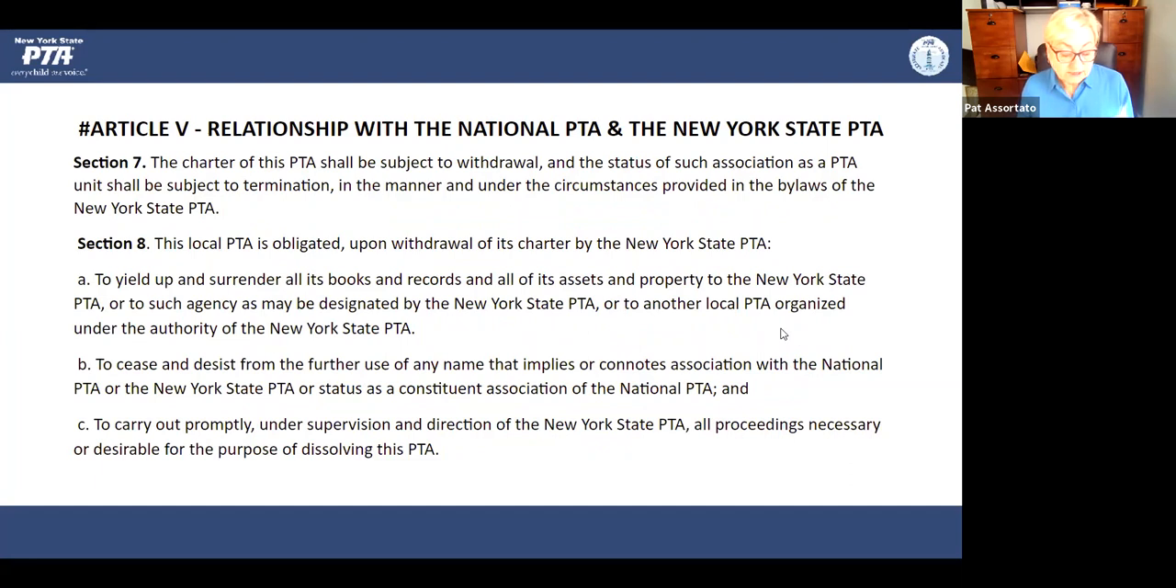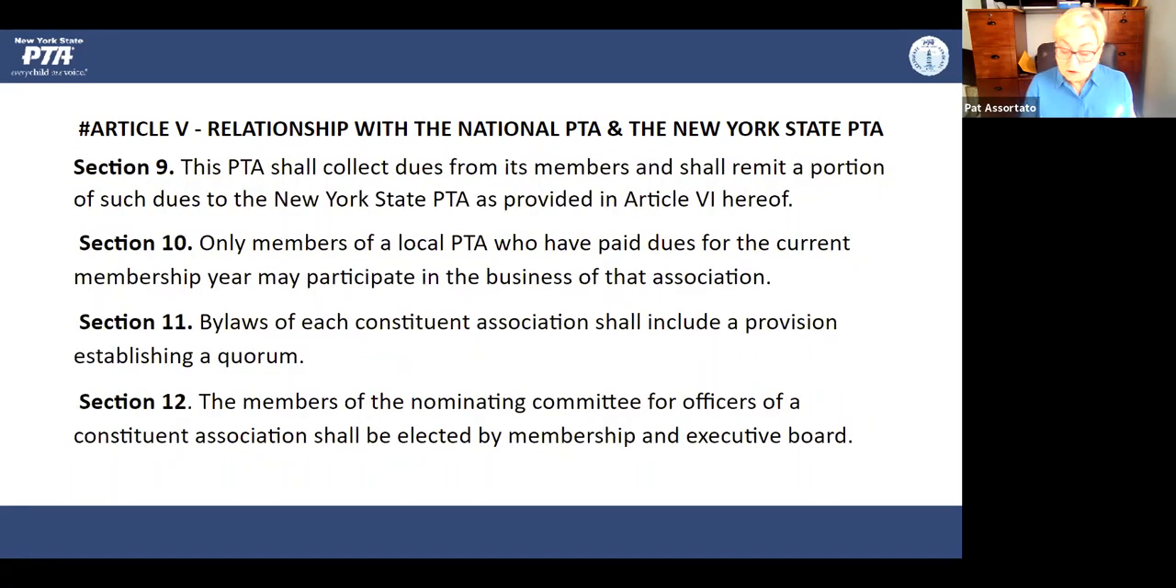Article 5, Section 7 prescribes the authority of New York State PTA to terminate the charter of a local PTA. And Section 8 prescribes the obligation of the local PTA upon termination of its charter. Article 5, Section 9 prescribes the responsibility of the local PTA to collect dues and the remittance of a portion to New York State PTA. Section 10 prescribes that only paid members may participate in the business of the unit.